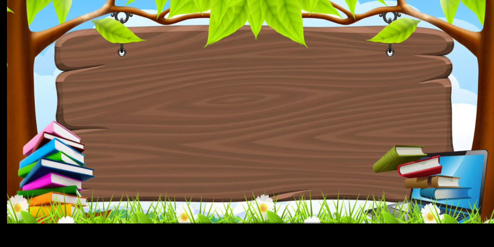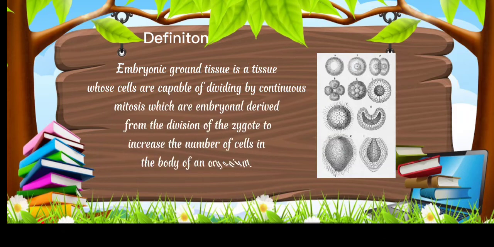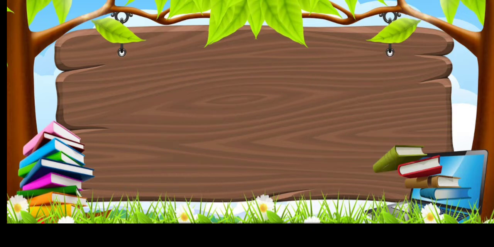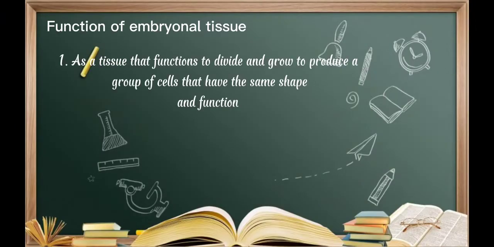The definition: embryonic ground tissue is a tissue whose cells are capable of dividing by continuous mitosis, derived from division of the zygote to increase the number of cells in the body of an organism. The embryonic tissue functions: first, as a tissue that functions to divide and grow to produce a group of cells that have the same shape and function.